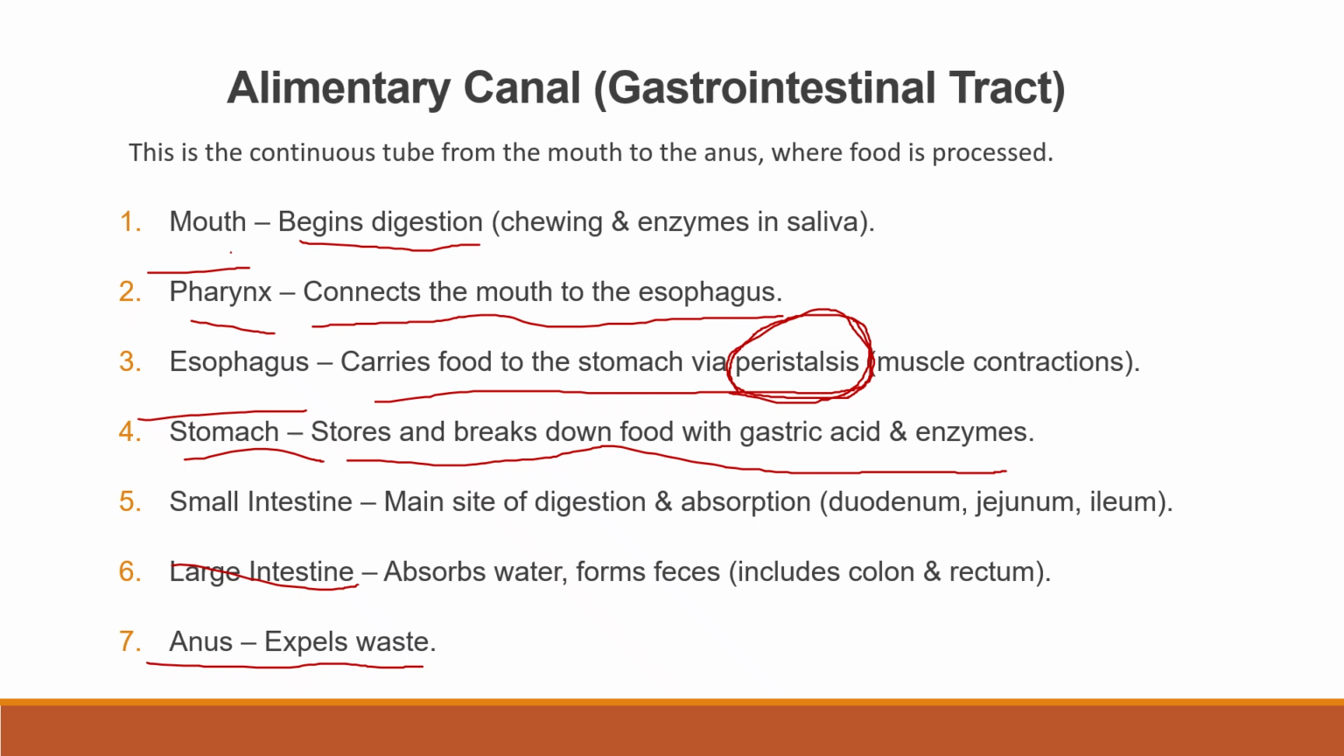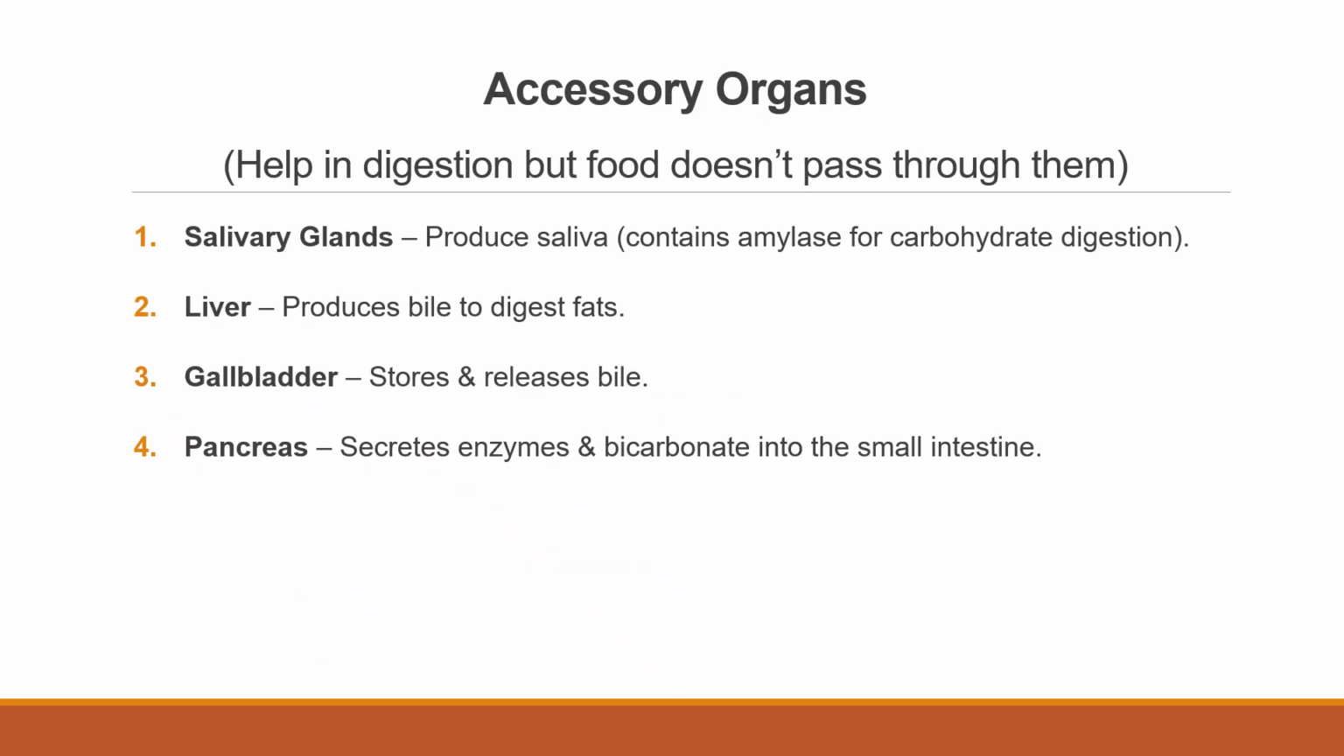The anus will expel the waste, and you need to remember about the rectum here. The rectum is the part where the undigested food will be stored. So here we can see the accessory organs. The accessory organs are the salivary glands, the liver, gallbladder and the pancreas.